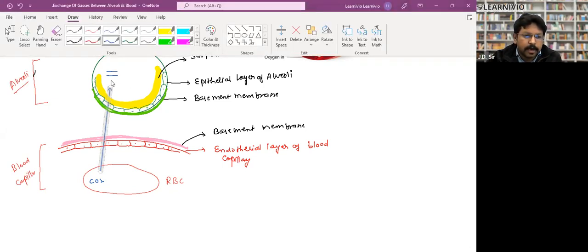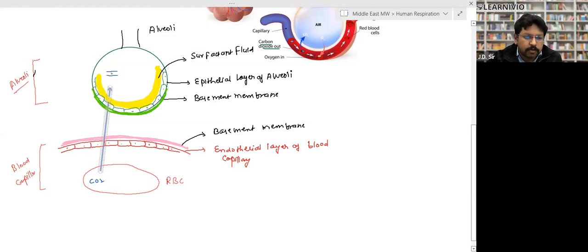The reason behind it is that the partial pressure of carbon dioxide is higher over here. The partial pressure of carbon dioxide is 45 mmHg in the RBC, and the partial pressure of carbon dioxide in the alveoli is 40 mmHg. So there is a difference of 5 mmHg. It is quite obvious, you all know that gases always diffuse from higher pressure to lower pressure. That's why the diffusion of carbon dioxide takes place from the blood capillary to the alveoli.